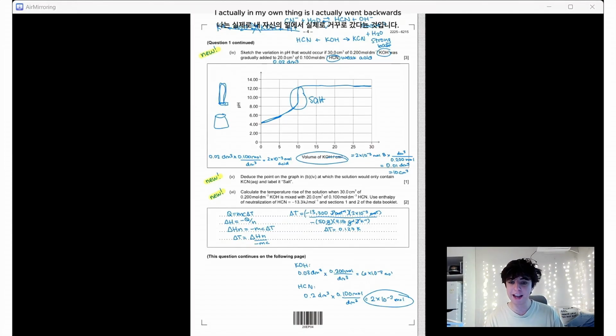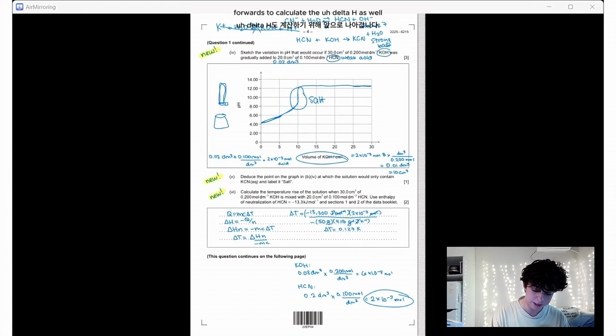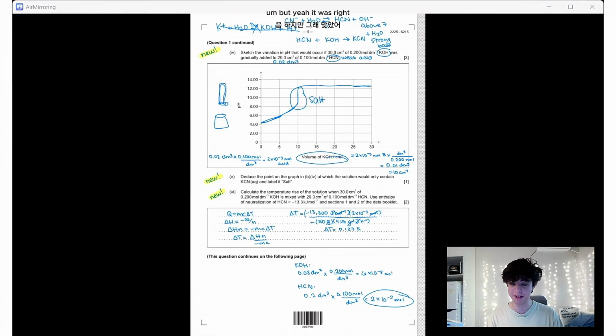I also did this in my own work: I went backwards, given this change in T with all the other numbers, and I also worked forwards to calculate the ΔH, just to make sure it was right. I was really paranoid, thinking 0.127 is so small, so I went forwards essentially just to check my work as well. But yeah, it was right. That is the right answer, and that is the one extra 1A and B marks. In the next video, we'll go over sections C and D.